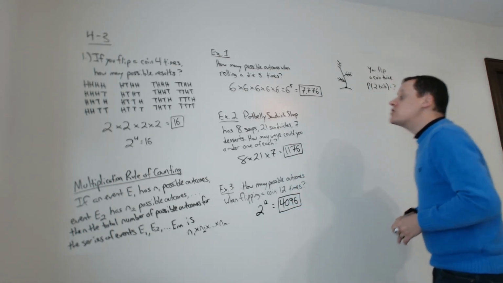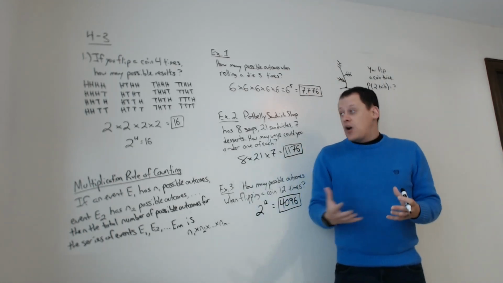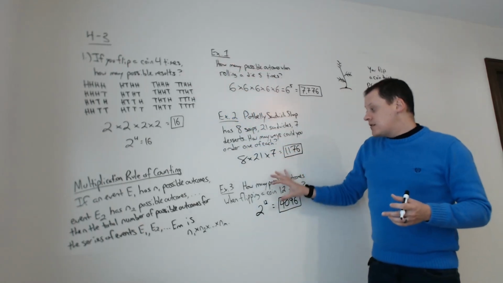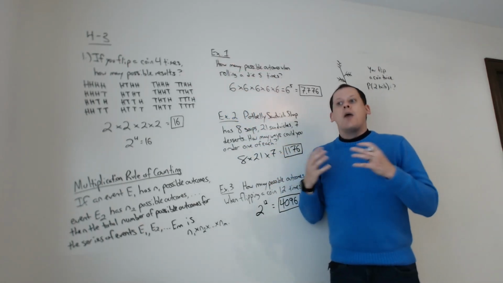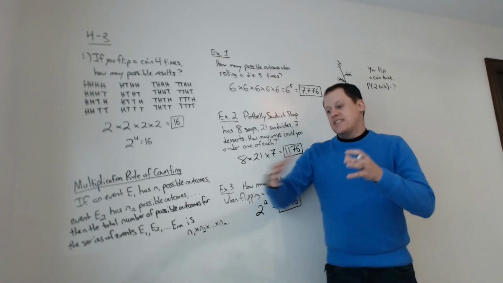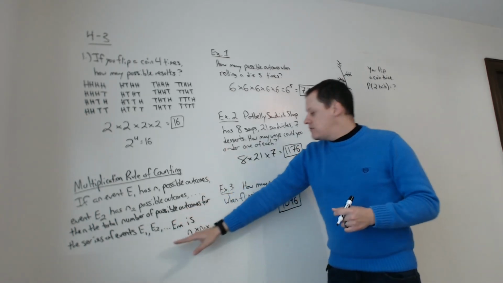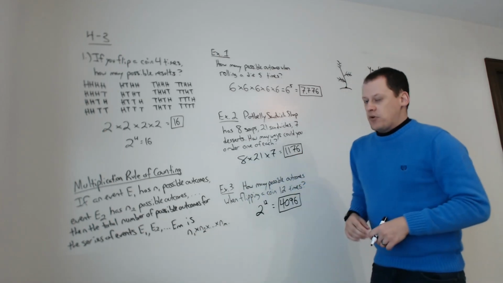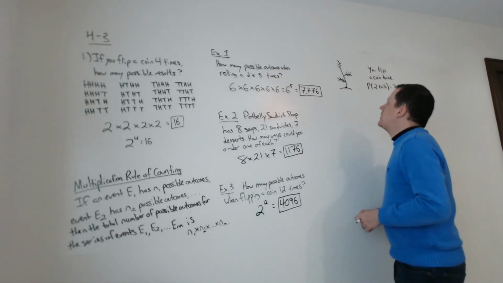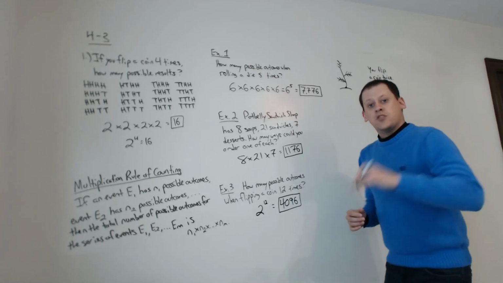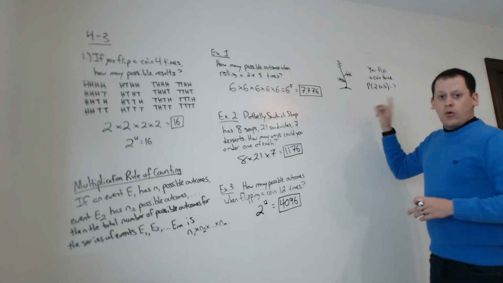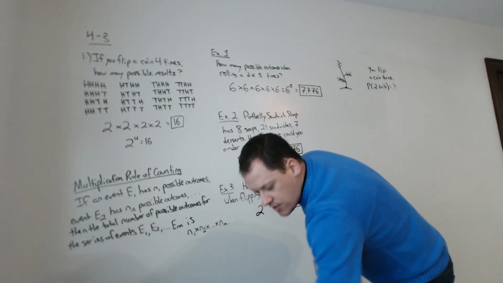Okay, so if you come across problems that look like any of these, that are just asking how many possible outcomes there are when these events are put together, that's the multiplication rule of counting. Just multiply the number of outcomes of each event. Cool. So there's only one more type of problem that I want to talk about in this video.